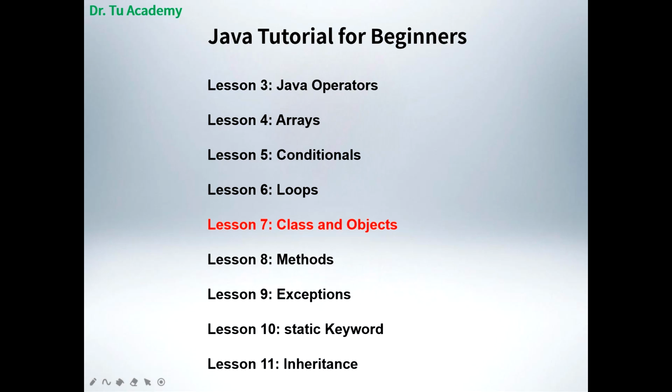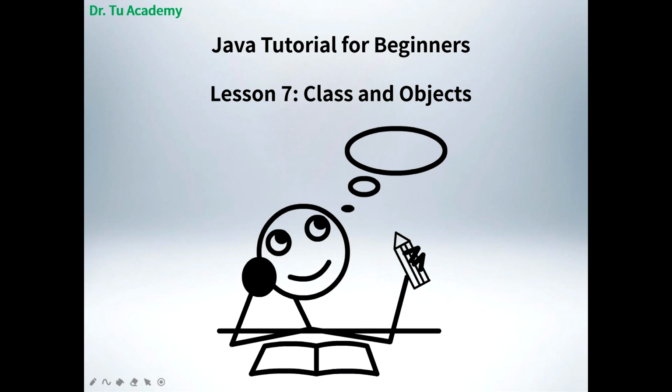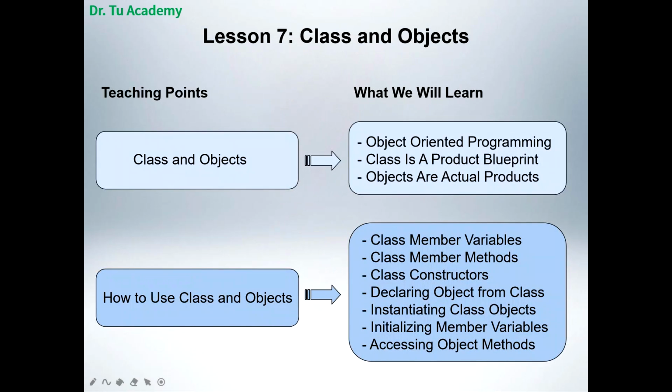Lesson number 7. The topic of this lesson is class and objects. Java programming is an object-oriented programming. It mimics our real world. Our real world consists of objects, and all the objects can be classified as different classes. So in our Java programming, everything is a class and objects.